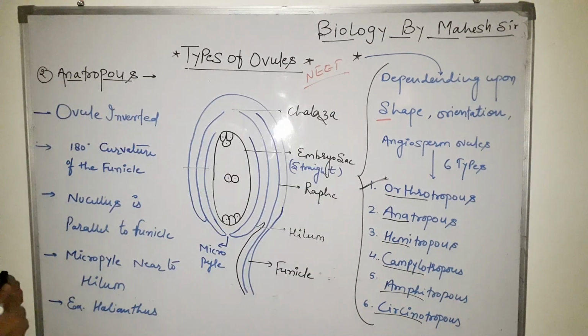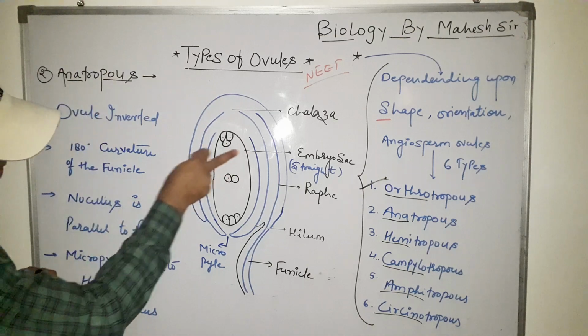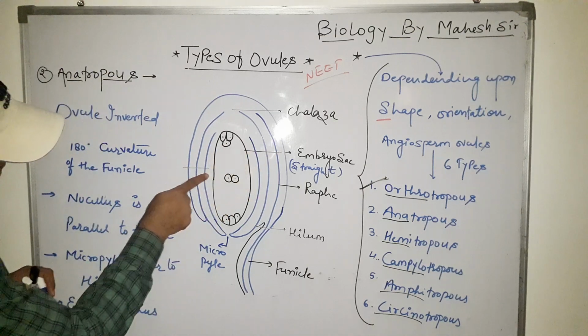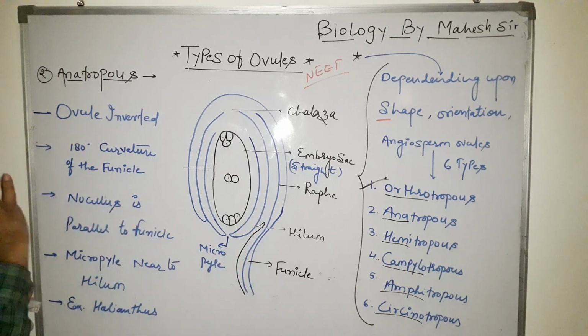Yes, our next ovule is called anatropous. It is a very common type of ovule. In the structure of this ovule, the upper side is the chalaza, then the embryo sac, the nucellus, hilum, funicle, and then the micropyle. So first we discuss these characteristic features.